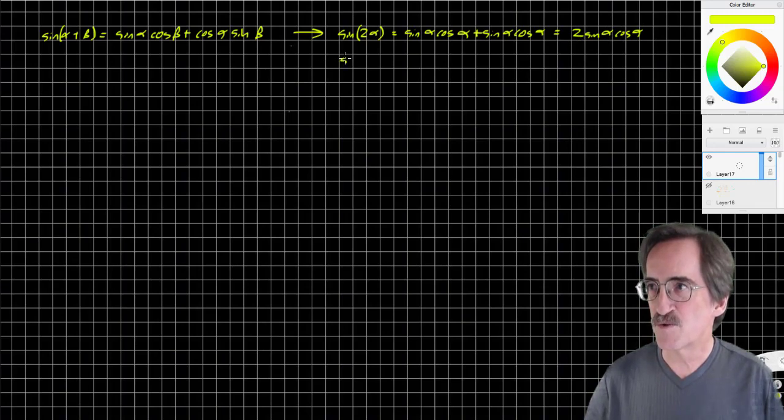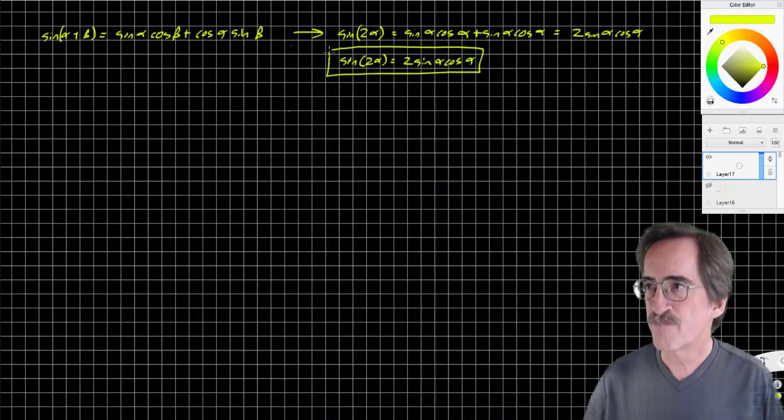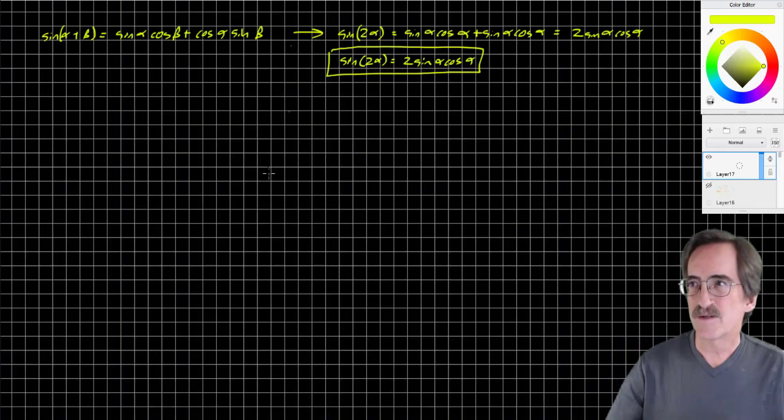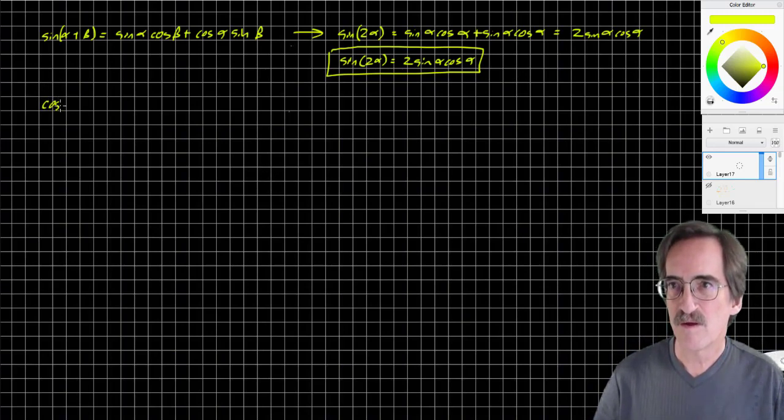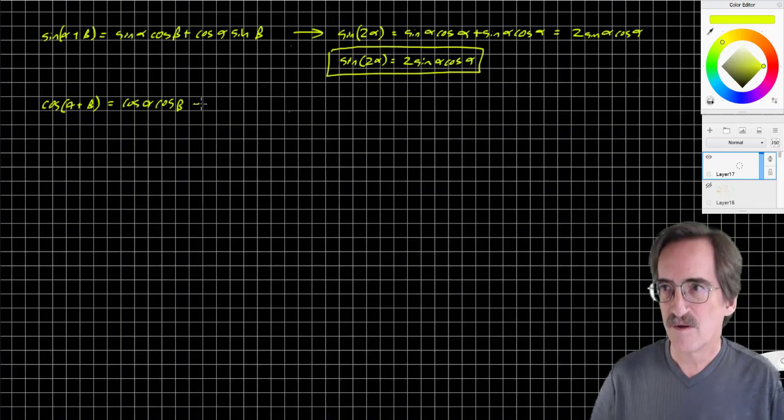Okay, so let me shorten that here. Sine of 2 alpha is 2 sine cosine. Okay, that's our first double angle identity. And likewise, we can do the same with cosine. Cosine alpha plus beta is cosine cosine minus sine sine. So cosine alpha cosine beta minus sine alpha sine beta.